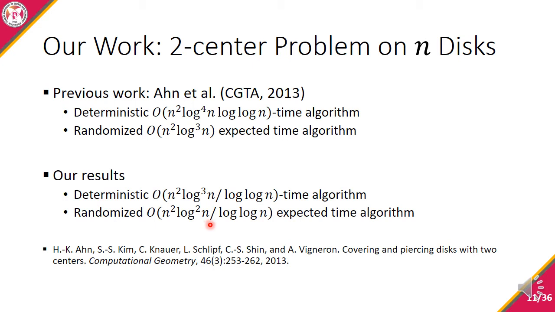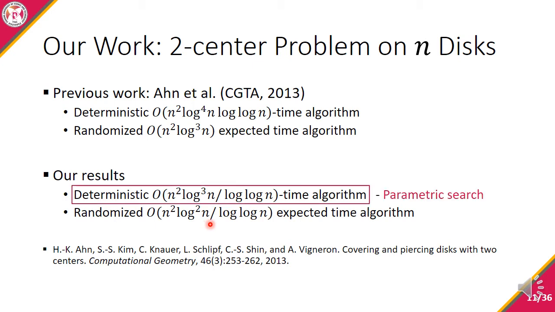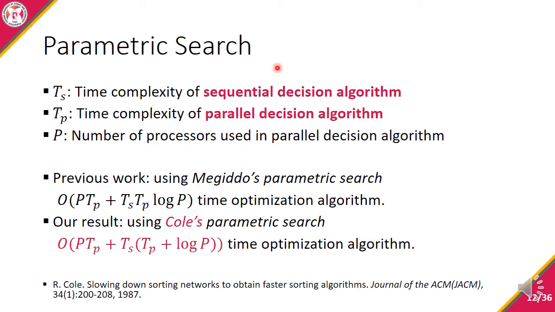After this slide, we focus on the deterministic algorithm for the two-center problem on disks. We use a parametric search to obtain the deterministic optimization algorithm. The parametric search is a well-known framework that solves optimization problems. To apply the parametric search, we have to design a sequential decision algorithm and a parallel decision algorithm.